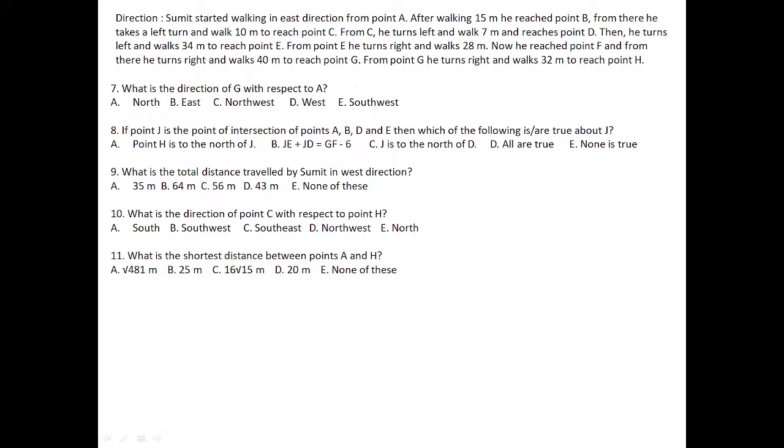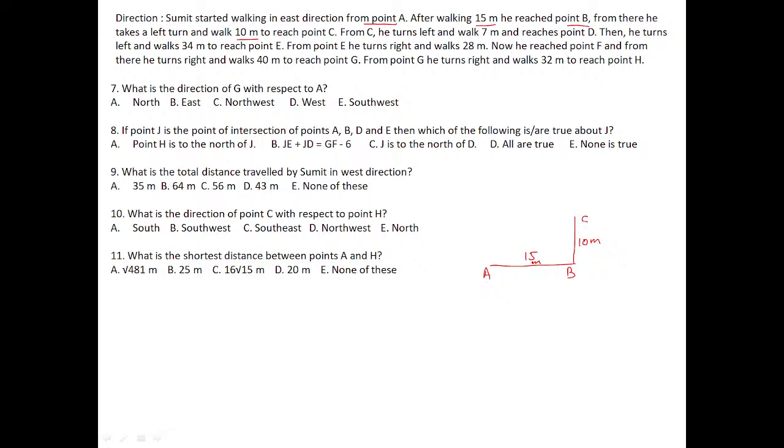Sumit started walking in east direction from point A. After walking 15 meter, he reached point B, and from there he takes a left turn 10 meter. Okay, so by reading part by part, we will just draw it in our diagram here. Okay, so first Sumit start walking from point A and walk for 15 meter. Okay, reach point B, and from here he takes a left turn and moves 10 meter. So this is 10 meter, right? Okay. Now this is point C here.